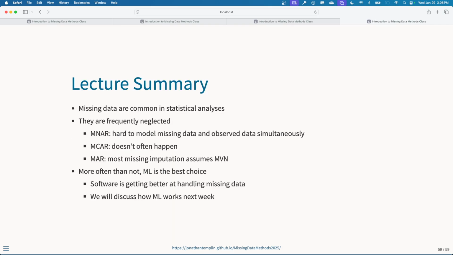Lecture summary. We're going to pretend everything's missing at random for most of what we're doing. More often than not, ML is the best choice. Under missing at random, we can use three methods: multiple imputation, maximum likelihood, or Bayesian. Which one of those three is usually dictated by how much patience you have to do it. But I'm going to give you all three.